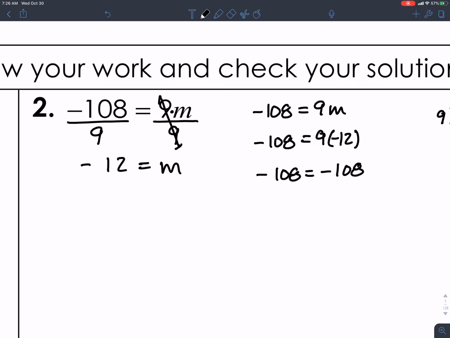Negative 108 is equal to negative 108, so guess what? We know our answer works. Okay? If these equal each other, then we know our answer was correct.